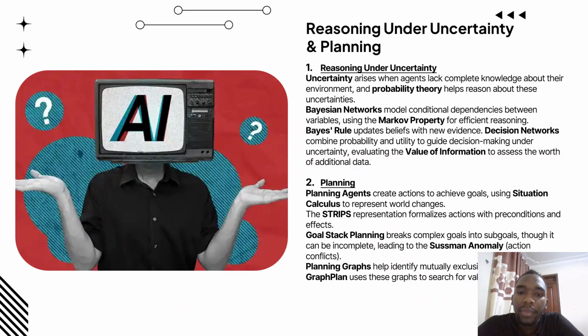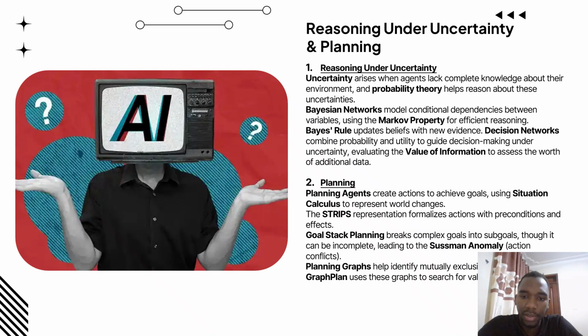Reasoning and uncertainty and planning. Reasoning and uncertainty. Uncertainty arises when agents lack complete knowledge about the environment, and probability theory helps reason about these uncertainties. Bayesian networks model conditional dependencies between variables using the Markov property for effective reasoning. Bayes' rule updates beliefs with new evidence. Decision networks combine probability and utility to support decision making under uncertainty. The value of information is to access the wealth of additional data.